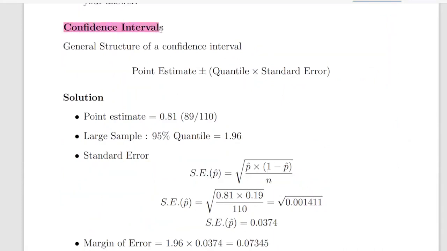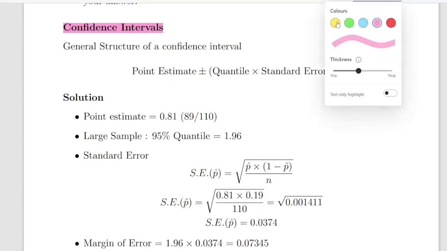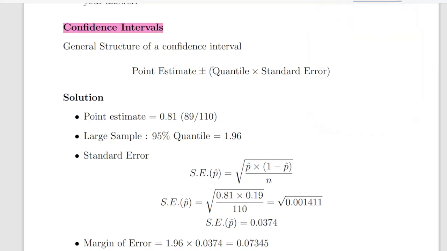Okay, so let's look at the general structure of a confidence interval. Hopefully you're fairly familiar with this. A point estimate plus or minus the quantile that is drawn from either the standard normal distribution or the student t distribution, and the standard error. So we have three numbers to get ready: the point estimate, the quantile, and the standard error. And we piece them all together, and that will help us develop our confidence interval.